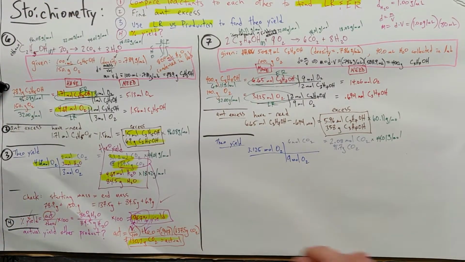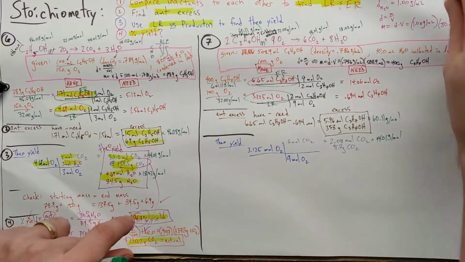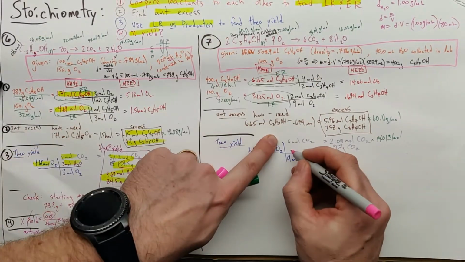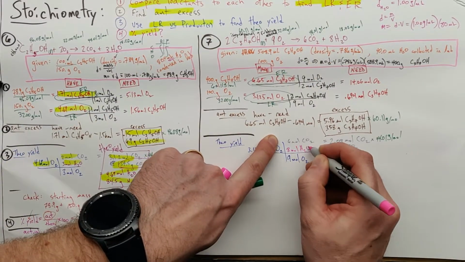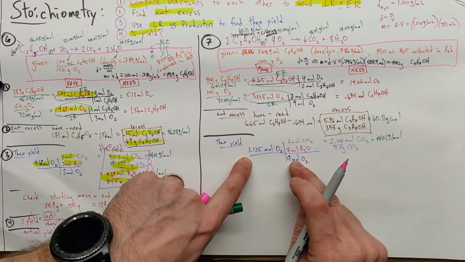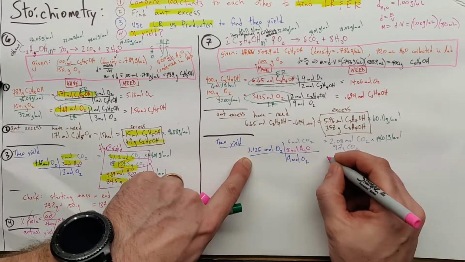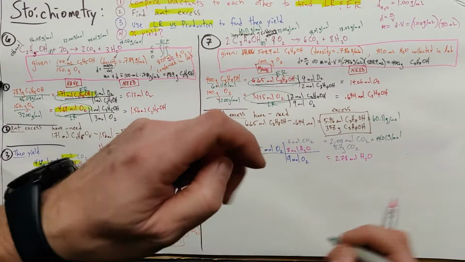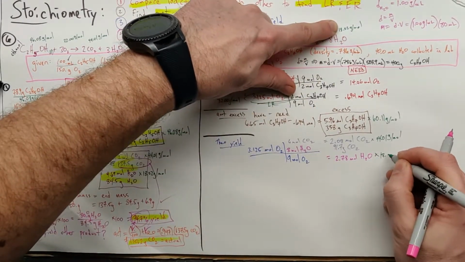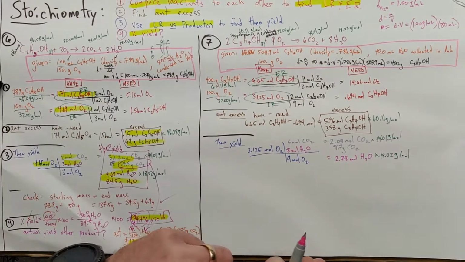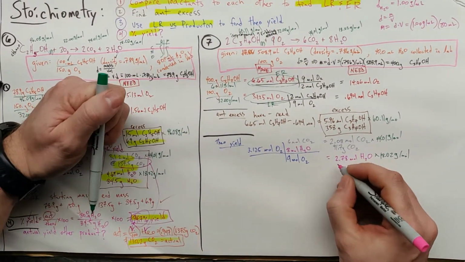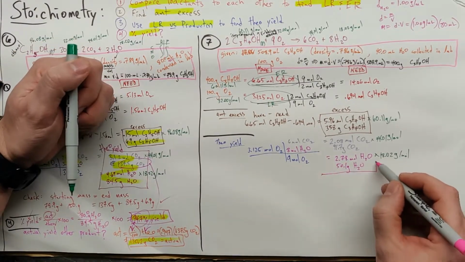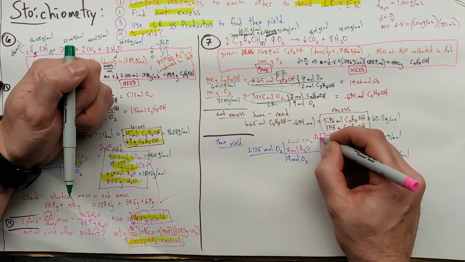Our theoretical yield of the water we'll get by multiplying by 8 moles of H2O. 3 times 8 divided by 9 should end up pretty close to our 3 there, and it ends up 2.78 moles of water. We'll multiply by our molar mass, which is 18.02 grams per mole, and we end up with 50.1 grams of H2O. This right here is our theoretical yield.